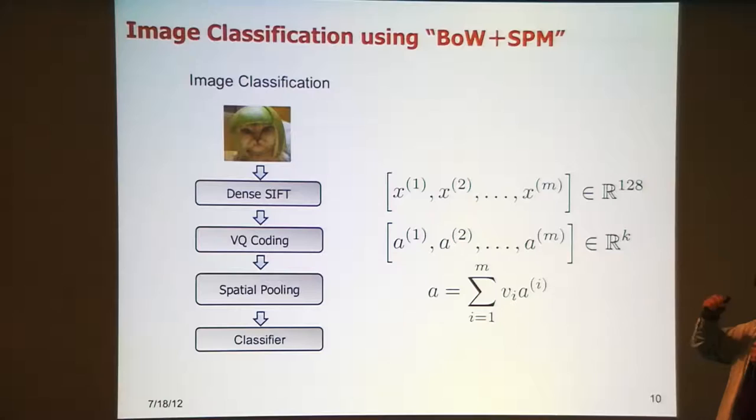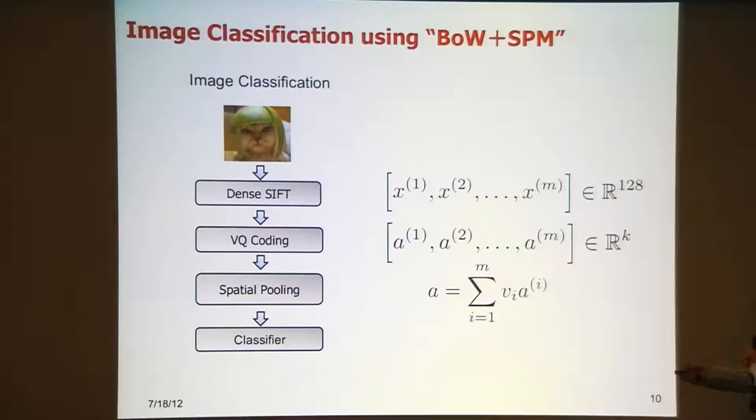Then what we get is a set of feature vectors. In this case, this is a SIFT feature, so each feature vector is 128 dimensional. So you get a set of feature representations for the image. And then I do vector quantization coding for every SIFT vector. Then what you get is a cluster indicator of the SIFT vector. So let's say if you have 1,000 clusters, then this dimensionality is k. The cluster indicator vector is essentially all zeros except one element, which has value one, indicating which cluster this vector belongs to.